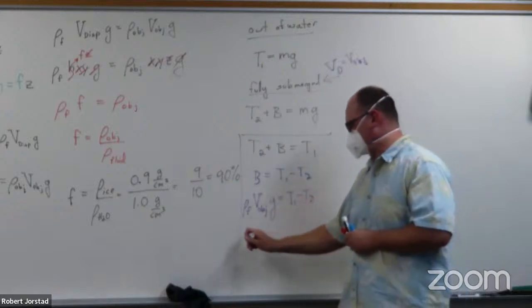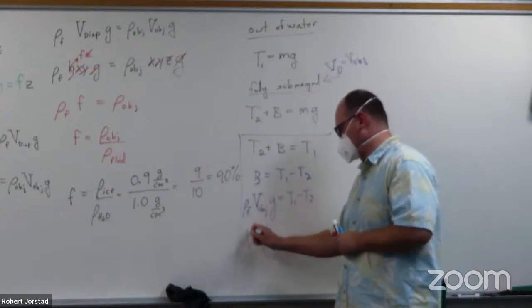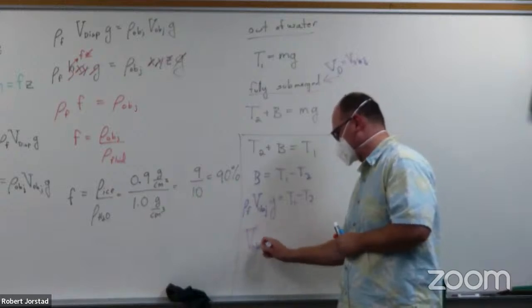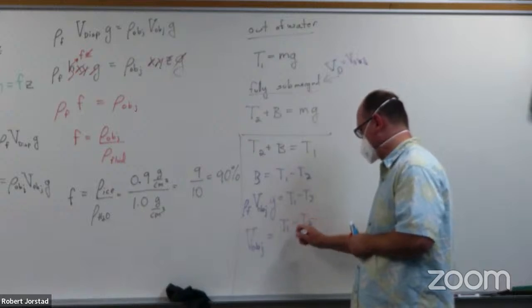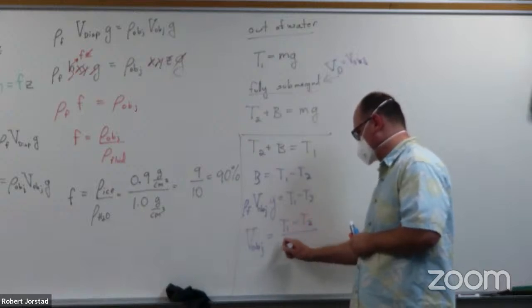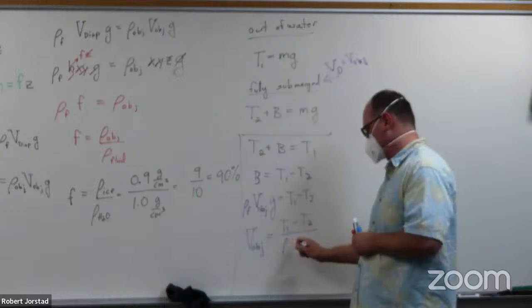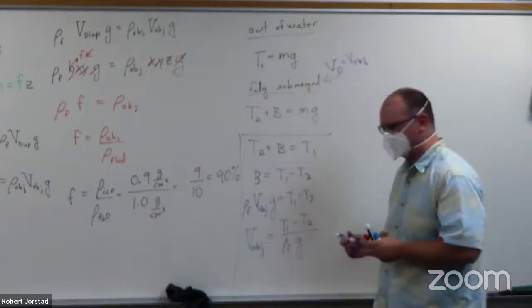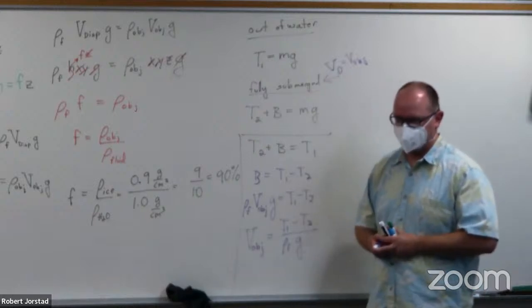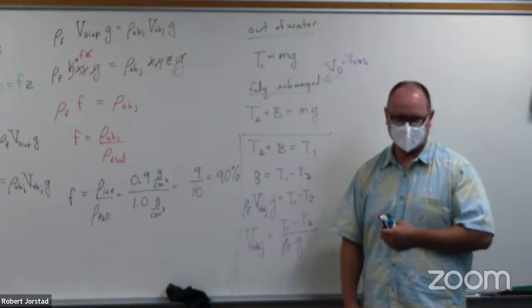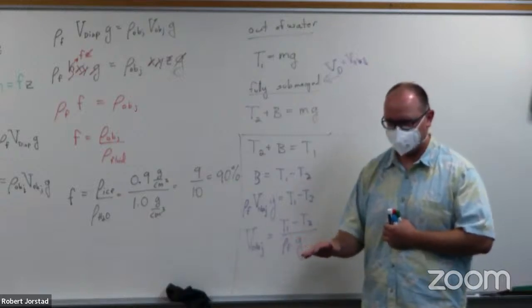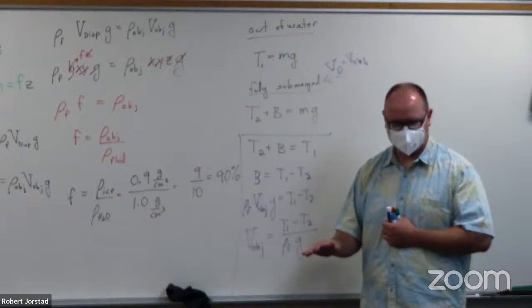So notice I can flip this around and solve for the volume of the object. And lo and behold, you could get something's volume using these 2 scale readings. That's what I wanted to point out. Does that make sense?